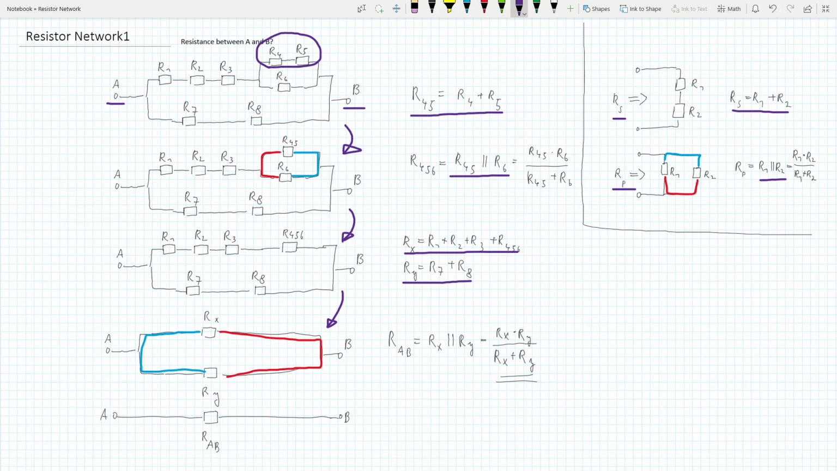This brings us to our solution, where we calculate the resistance between point A and point B by applying the parallel formula to Rx and Ry. Rab is equal to Rx times Ry divided by Rx plus Ry.